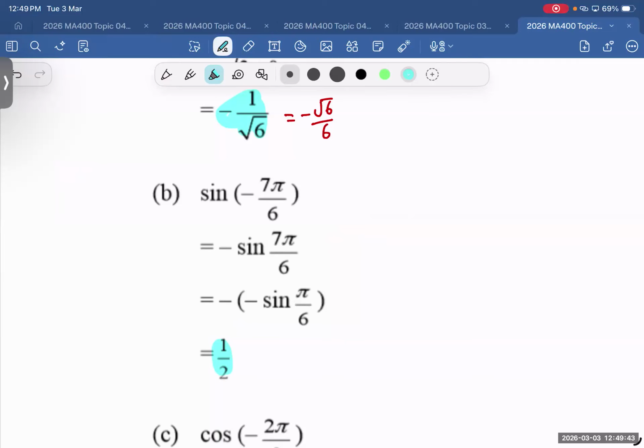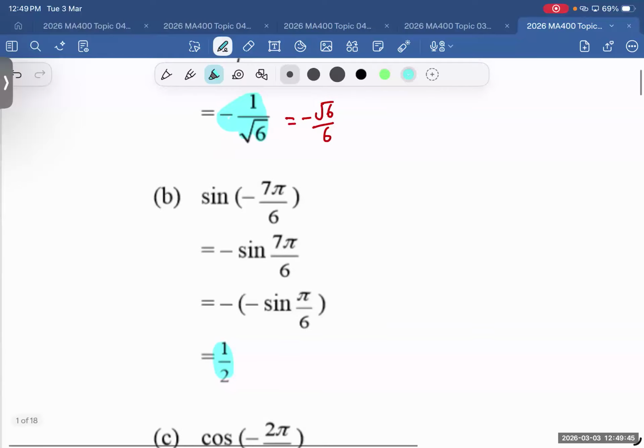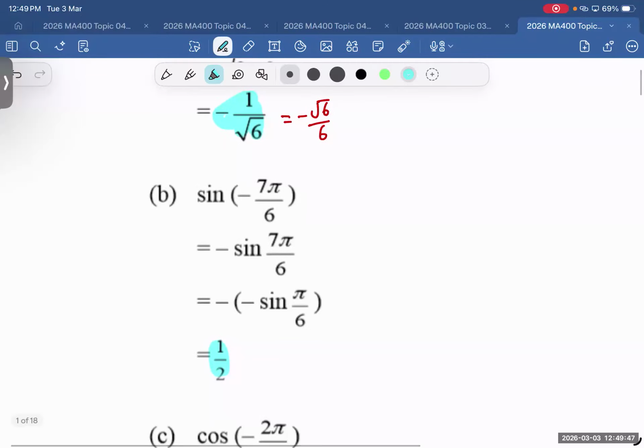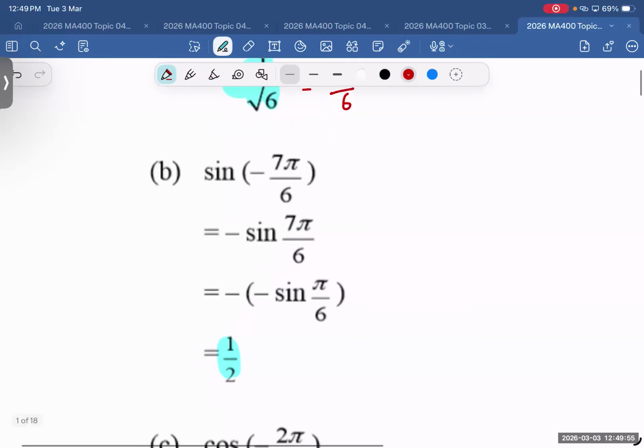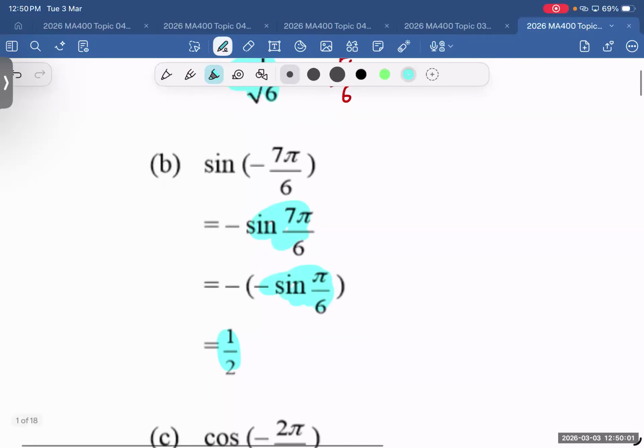Dorcas, you got mark or not? Mark already. Half. Ethan Yo? Anyone not correct? You got -half. Because 7 pi over 6 is in the third quadrant. So that's why 7 pi over 6 is negative sine pi over 6. So minus -half is half. It's a minus. Okay? It's a double subtraction.